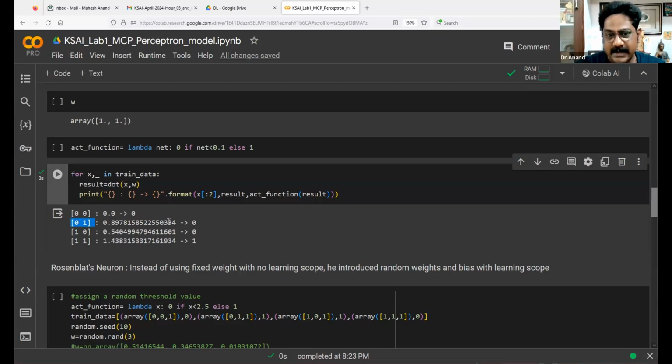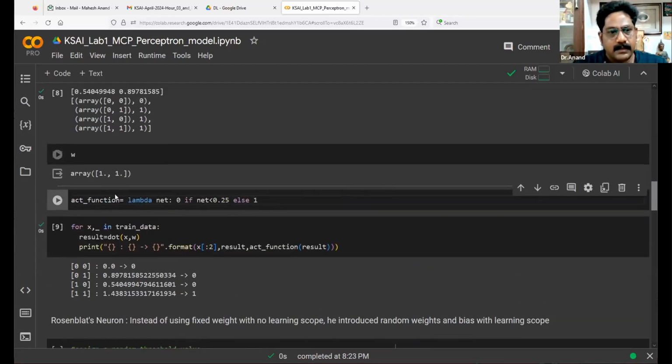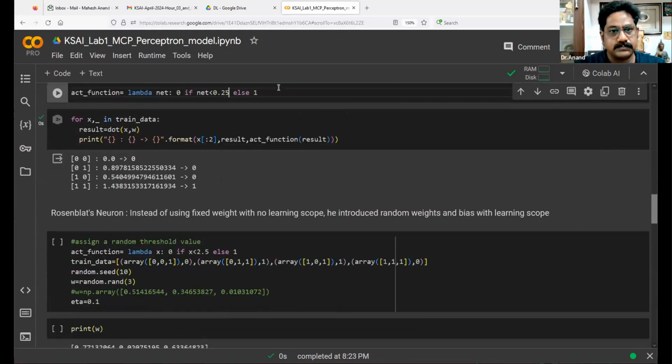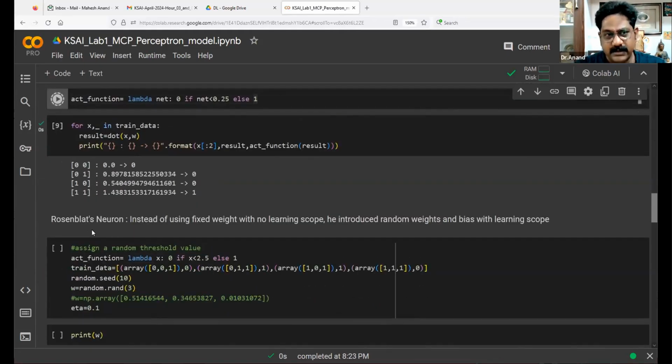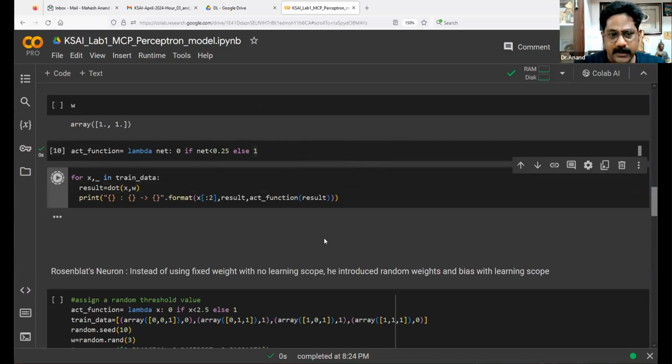So human intervention is needed according to the problem. That is why there is no autonomy. There is no learning scope. According to the problem, we need to change the threshold. So now I'm going to modify the threshold. Let us keep 0.25. Let me update act underscore function. So now the act underscore function is updated according to the OR problem. Then I'm going to run this. We got 0, 111.